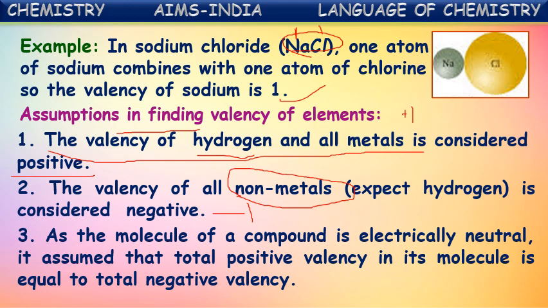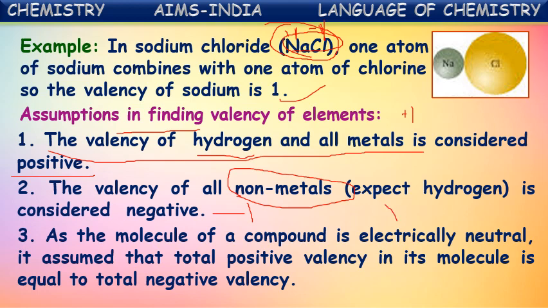Here, sodium chloride as the example. Chlorine is a non-metal, -1, whereas sodium is a metal, it is +1. So +1, -1, both are getting neutralized. Right? So positive valency and negative valency should be equal. Then only we can say the compound is electrically neutral.